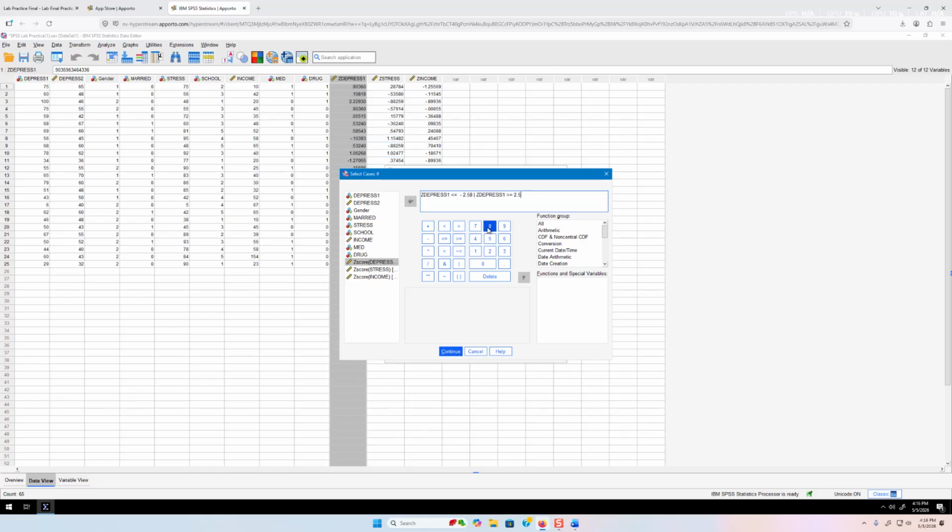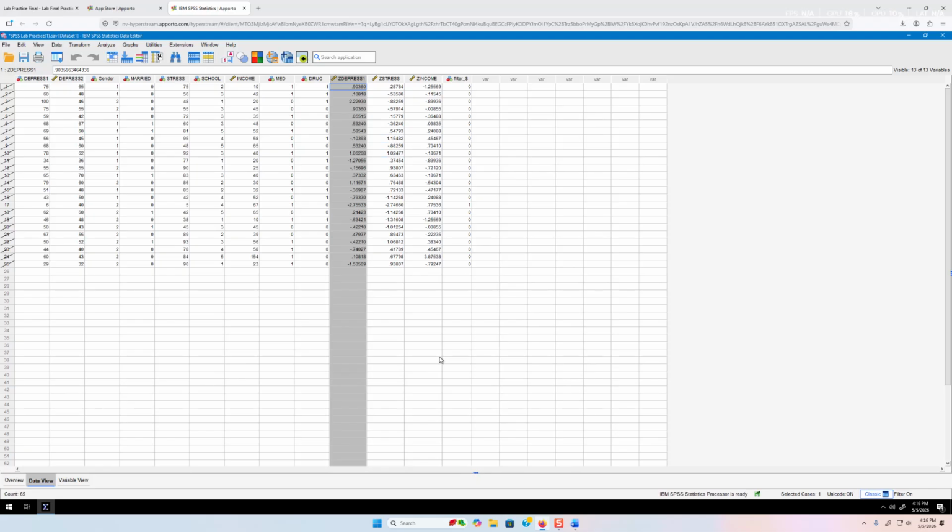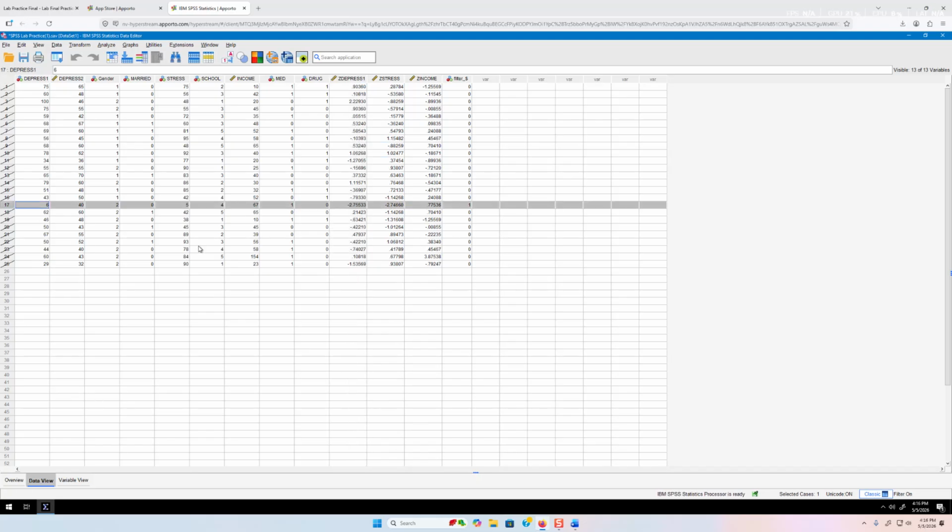So I'm looking at the extreme tails here. And it's going to only select cases that are meeting either of these criteria because it's or. So either the z-score is less than or equal to negative 2.58, or it's greater than or equal to positive 2.58. When I do that, look what happens. All the cases get crossed out except for row 17, showing that 17 is the outlier on depression, z-depressed one.